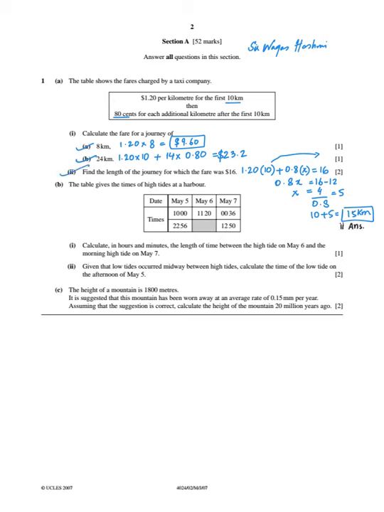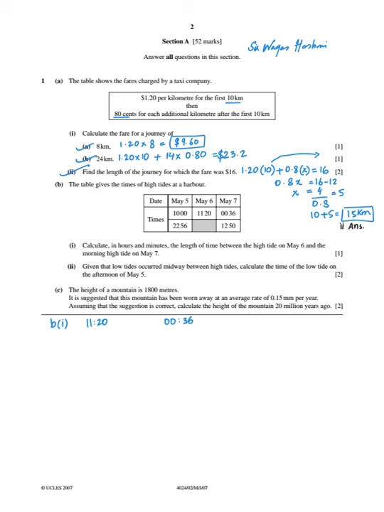For part B, it says that the table gives the times of high tides at a harbor. First part. Calculate in hours and minutes the length of time between the high tide on May 6 and the morning high tide on May 7. So basically we need to find out the difference of time between these two. So it's B part 1. From 11:20 till 00:36. So we need to find out the difference of these two times.